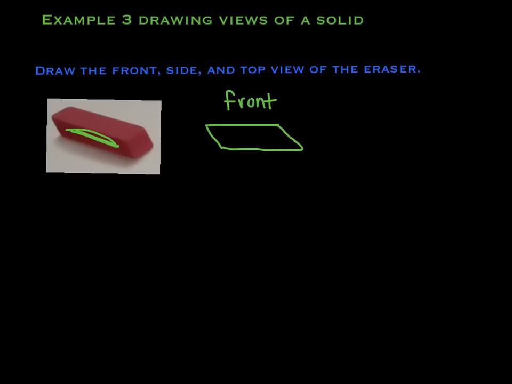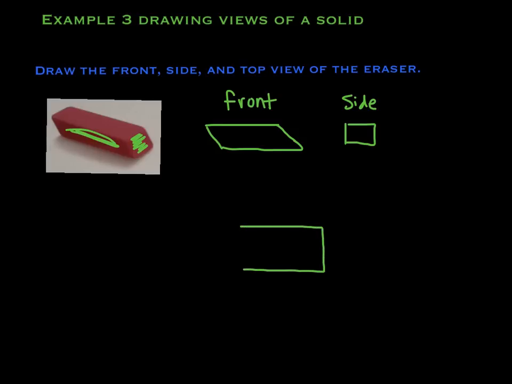So now we have to do a side and a top view. The side view would be this portion right here, which would look like a little rectangle if you were looking at it straight on. I'm going to make that a little clearer. It would just look like this. So this would be our side view. And then our top view, if you were looking down at the eraser, it would just be a larger rectangle.